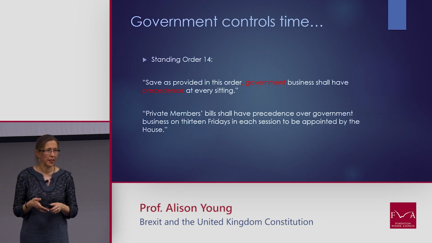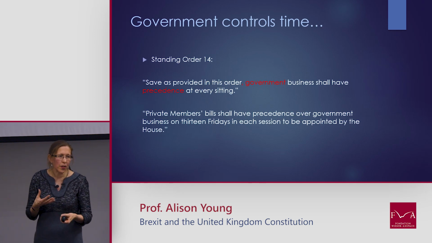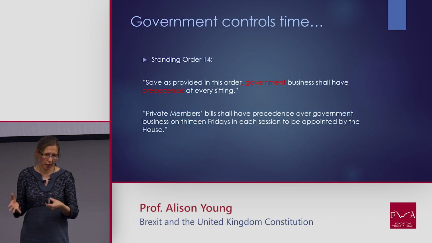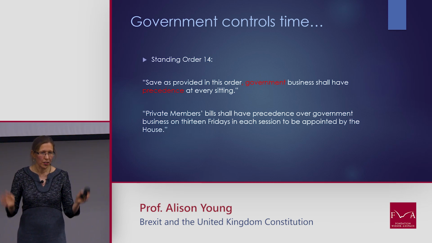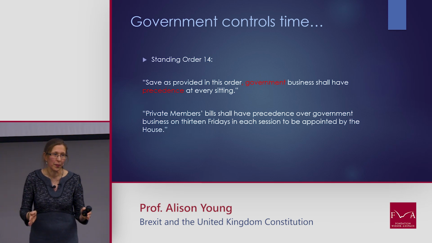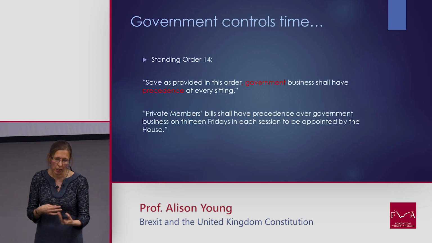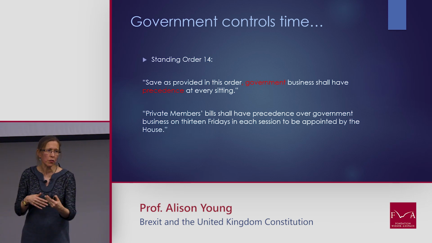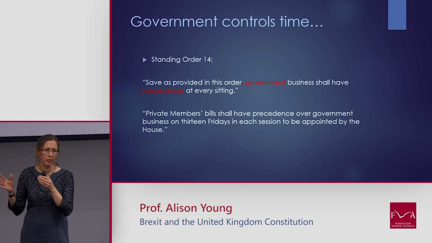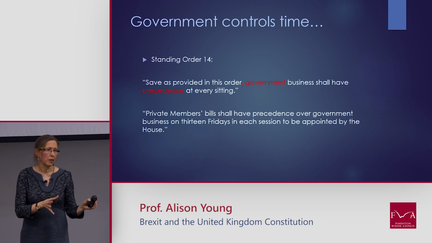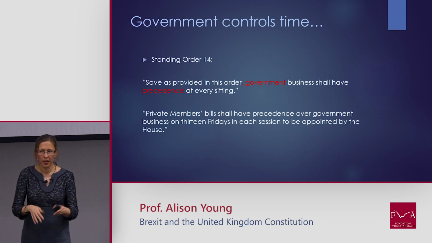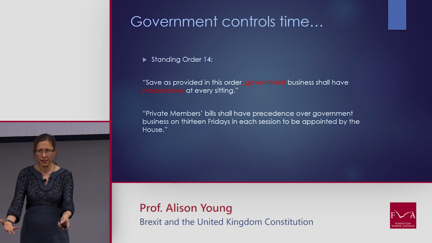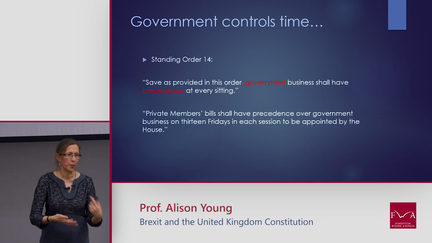Well, they did something cunning. And the reason it's very hard to achieve anything if you're a backbench MP is because the government controls time. Great, if you can control time, you can control pretty much anything. And that's what Standing Order 14 does. So this rule of the House of Commons prioritises government business. So when you're thinking about what are we going to do in Parliament today, the government will stand up and say, we're doing this, this is our business, this has priority, that's the end of it.